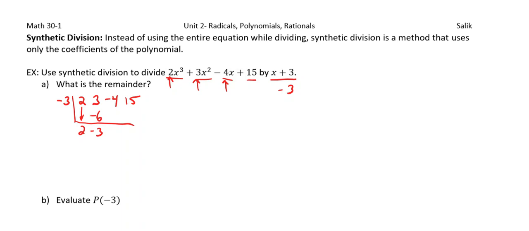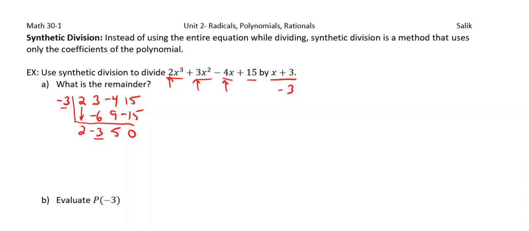And then what do you guys think the next step would be there? Anyone see the pattern that we were doing there yet? Yeah, it's going to be -3 times that now to put the 1 in there. So -3 times -3 is 9. -4 plus 9 is 5. And then -3 times 5 is -15. Perfect. 15 minus 15 is 0.